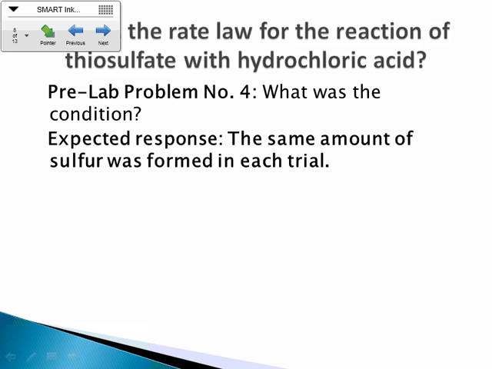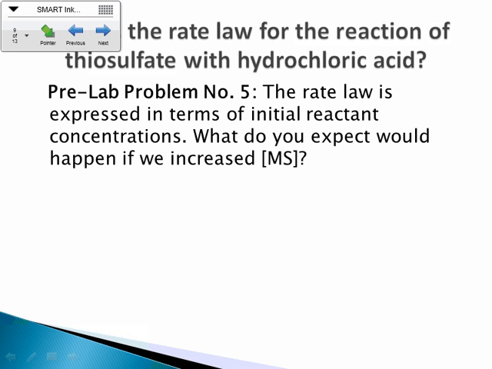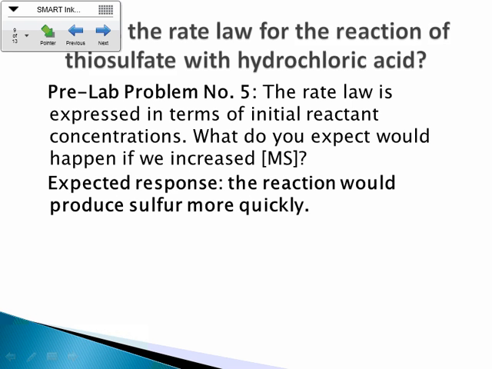All right. So pre-lab problem number 5, the rate law is expressed in terms of initial reactant concentrations. What do you expect would happen if we increase the concentration of MS? We've kind of already seen the data, haven't we? But what would you think, if you're increasing the concentration of something, what do you think would happen to the rate? Yeah, it makes sense that the rate would increase, right? The reaction would happen faster. Okay, that just kind of makes sense.